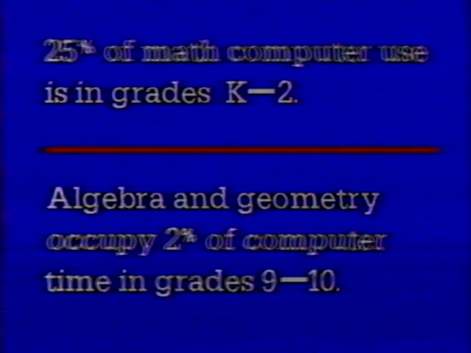Math Blaster works. Math Blaster is a great program for teaching kids how to multiply, how to add, that sort of thing. How about the second statistic? Algebra and geometry occupy 2% of computer time in grades 9 and 10. 2% in grades 9 and 10, 25% in grades K through 2. I'll refer to these statistics several times during my presentation. That first one I think of as the Math Blaster statistic, and the last one is the algebra and geometry statistic.